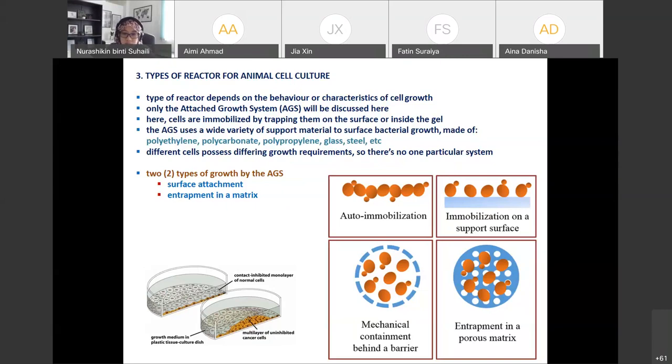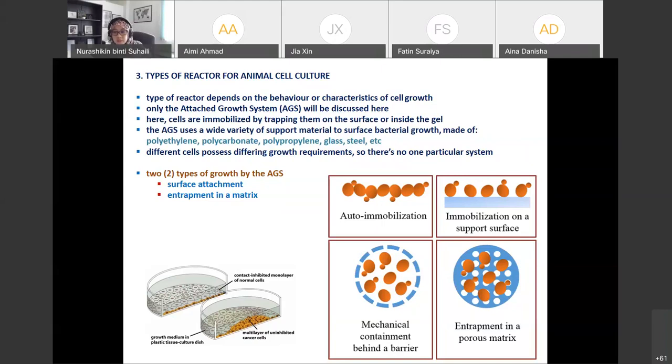Right? This is one method; another method is actually in suspension, but this one is to protect the animal cells. Because animal cells are very sensitive to shear, when the cells are attached on the surface and we just flow the media through it, it minimizes the risk of rupture, of breaking. So in this system, the cells are immobilized by trapping them on the surface or inside a gel.